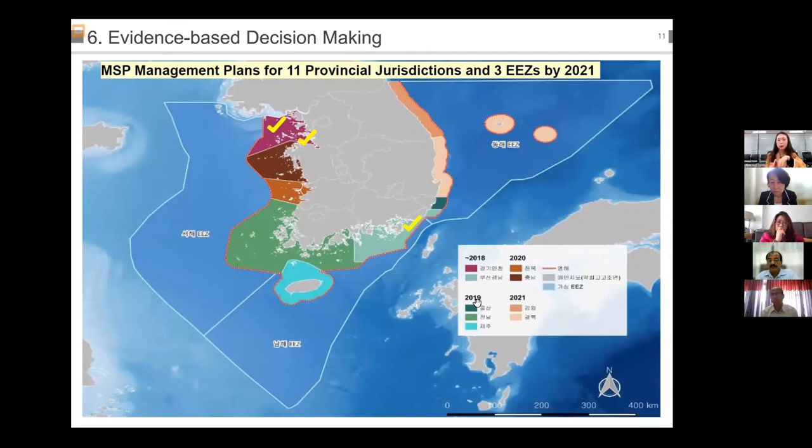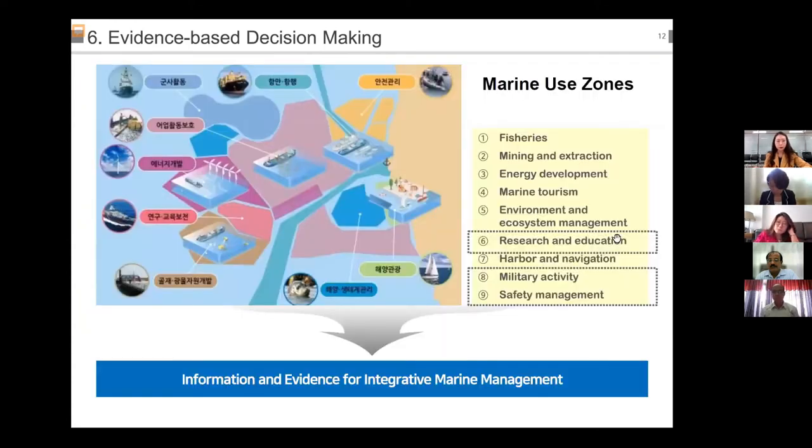So as I said already, this is part of the integrated ocean and marine management system. And for the MSP, it is created by the provincial government, and EEZs are created by the central government. In Korea, we have 11 provincial governments. So as of 2021, the whole area, including the 11 provincial waters and 3 EEZs, were created. Out of all these, you can see that the areas are classified into 3 sections here, the west, south, and east.